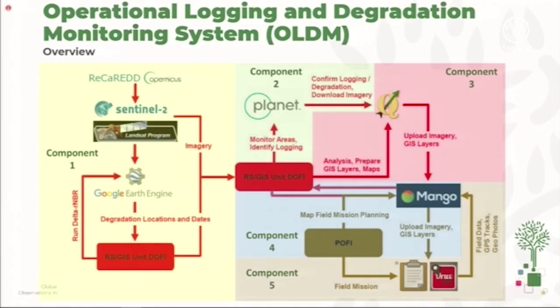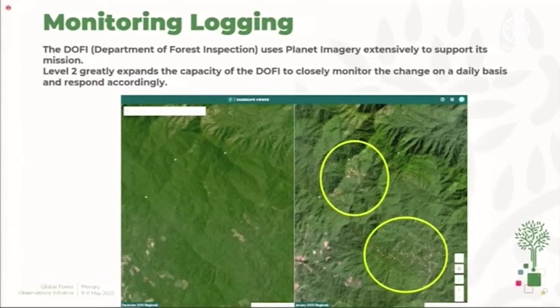And for the full information on these two systems, we presented in a GFOI session in Da Nang. So you can look back on the website and see the full presentation. So this is an example, you can see the logging area clearly using Planet, in the yellow circle.